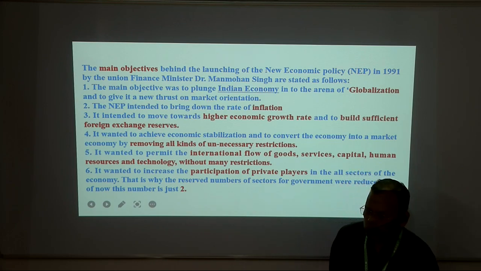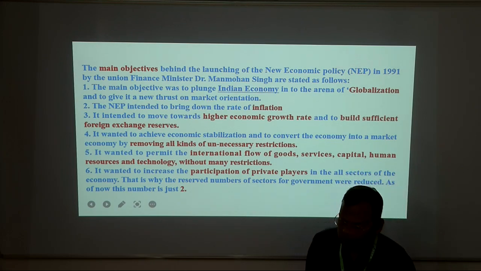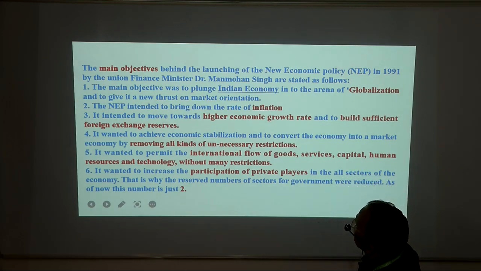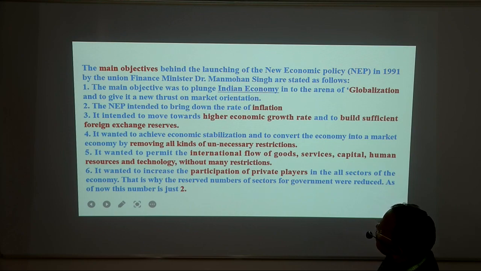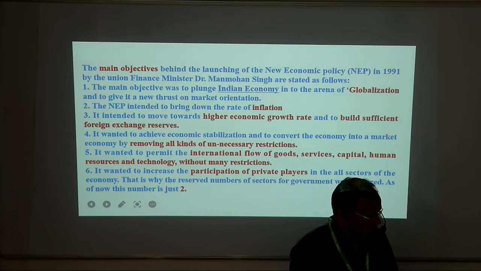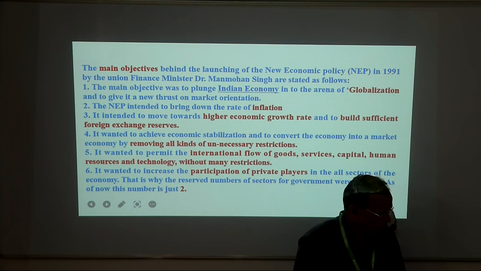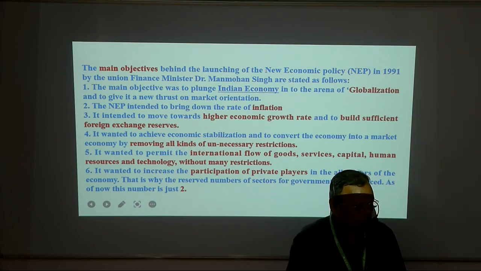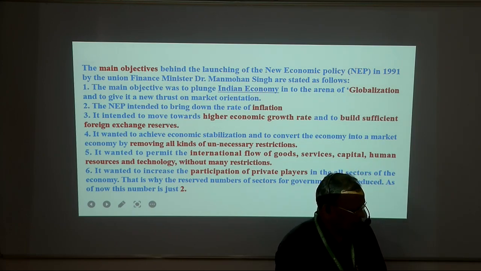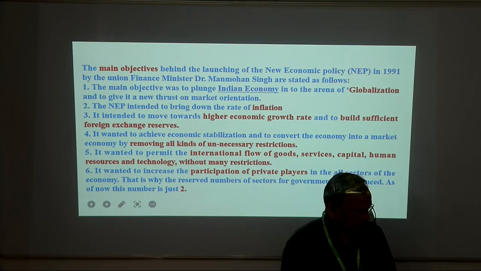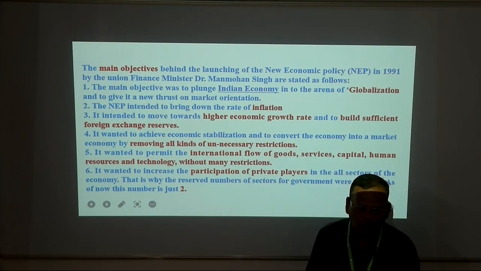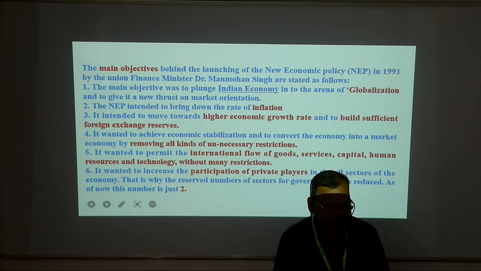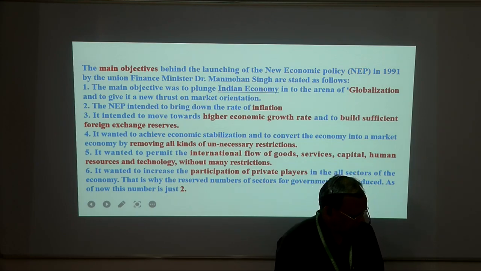The main objective behind the new economic policy was the globalization of the Indian economy, then to control the inflation rate, move the economy towards a higher economic growth rate, and build sufficient foreign exchange reserve. Another objective of the new economic policy was removing all kinds of unnecessary restrictions on the public sector enterprises.